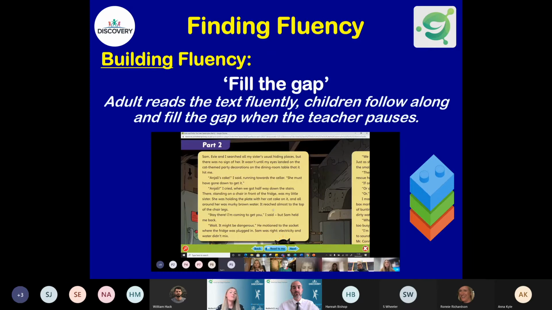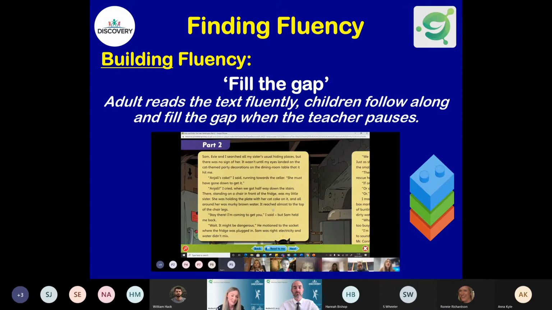And then the second day, we do the fill the gap reading. So this is where the adult reads the text fluently and the children follow along and fill the gaps. So the first day, I've just read it to them, they've followed along. This is now moving on to the next stage. We will read the text again, but I will leave gaps. And when I pause, the children will fill the gaps. And here's an example of this being done through a remote learning setting through Teams.